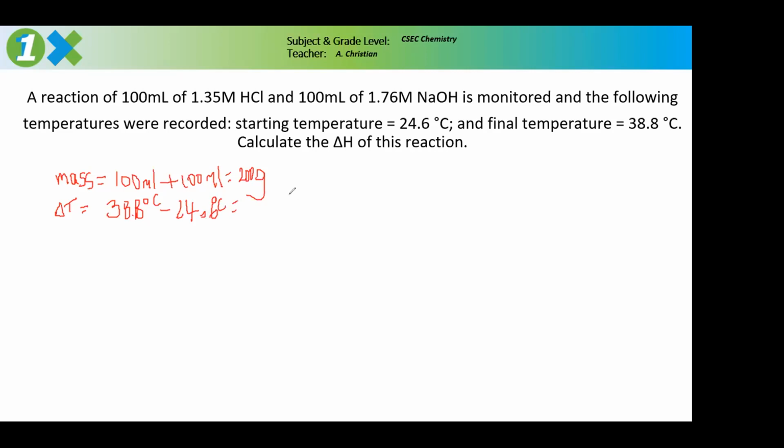And how much did you get for this? Let me check. 14.2 degrees Celsius. 14.2 degrees Celsius. All right. Anything else?